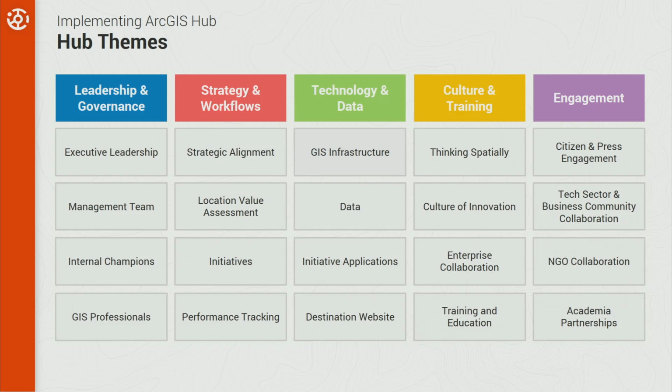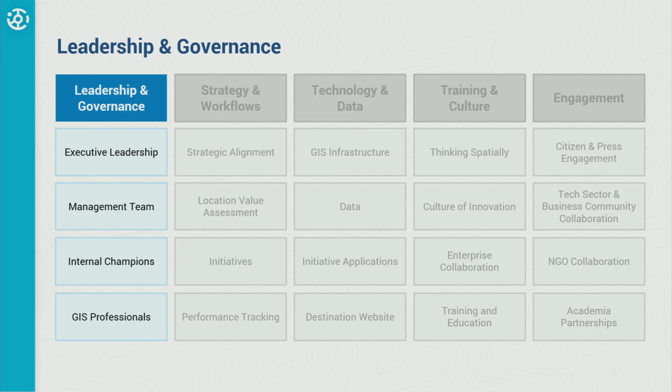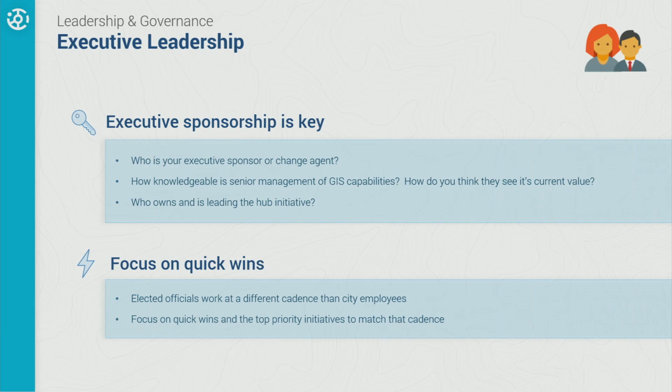The hub implementation is summed up in these 5 themes, and it's unique for everyone, but these are the general areas that we've seen during these. Let's look at the first theme, which is leadership and governance. Without this, of course, you will have anarchy. So we'll bring it down to executive leadership first.